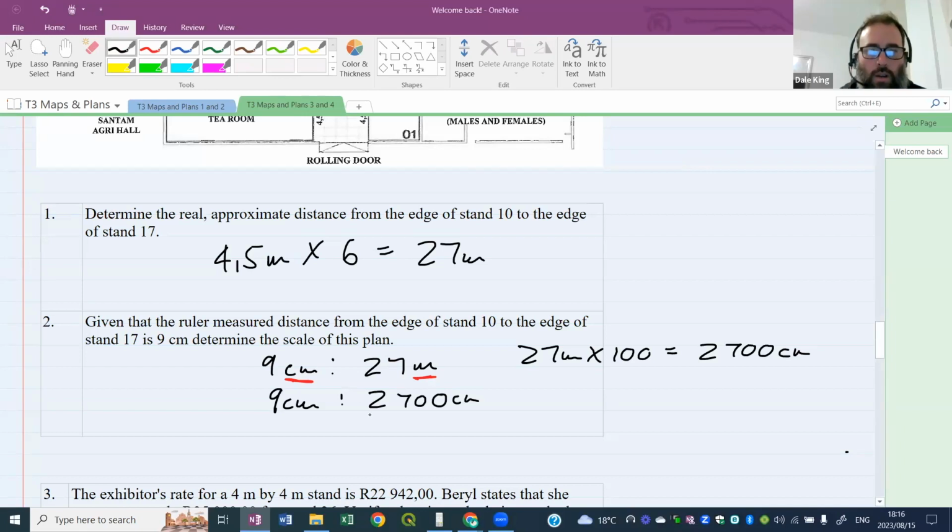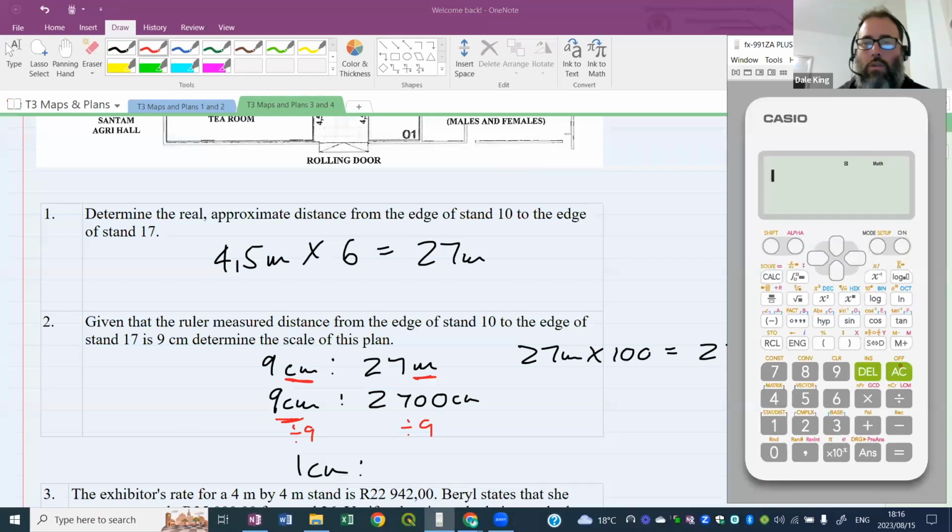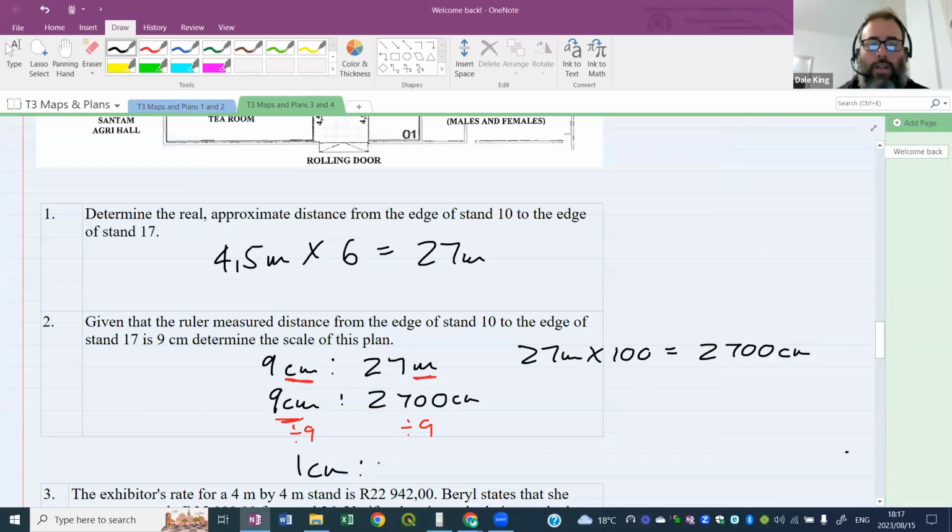So we've got same units now. We can continue. We need to change this 9 to a 1 and do the same to the right-hand side. So how do we change 9 to 1? We divide it by 9, right? So we get 1 centimeter. What we do to the left, we do to the right. So 2,700 divided by 9. Get the calculator. 300. There we go. You don't have to write the units now because they are the same, and this is the correct ratio. So 1 is to 300. It's the same units now. That's what we want.